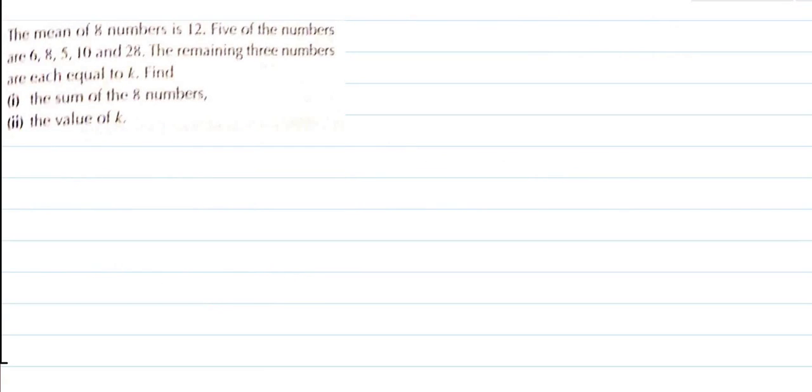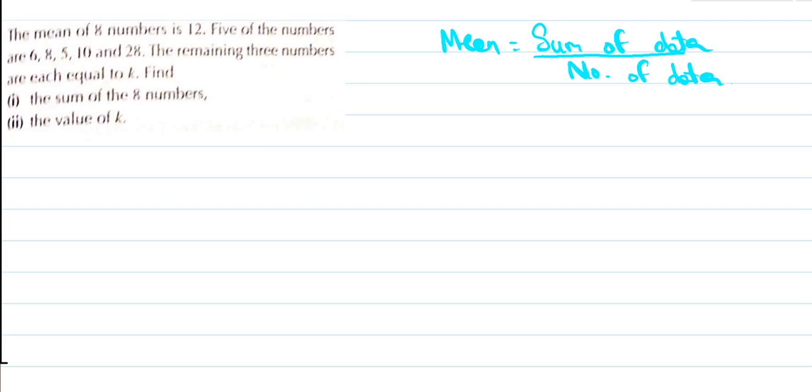Now let's move on to the last question of our class. This question says the mean of 8 numbers is 12. Now 5 of the numbers are 6, 8, 5, 10 and 28. The remaining 3 numbers are equal to k. Find the sum of 8 numbers. Now the question is asking you to find the sum of 8 numbers. Simply apply the formula. What is the mean?